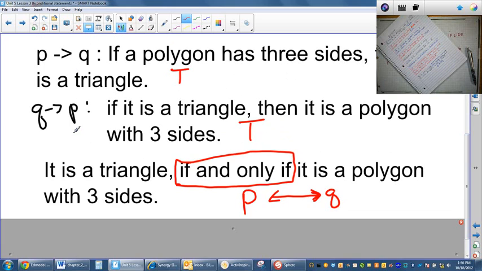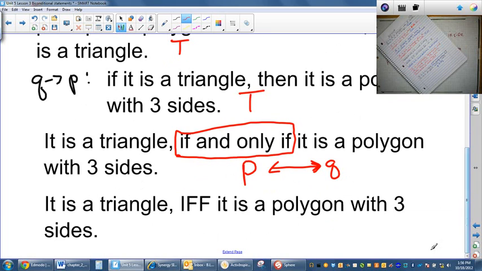So there is another way that you can write that exact same statement. I think you will like it because it makes it shorter. You can write, it is a triangle IFF it is a polygon with 3 sides. That capital IFF means if and only if. It is mathematical shorthand. You can use it on tests, on standardized tests, on anything. IFF means if and only if. Why would you need the O there? Because you don't need it.